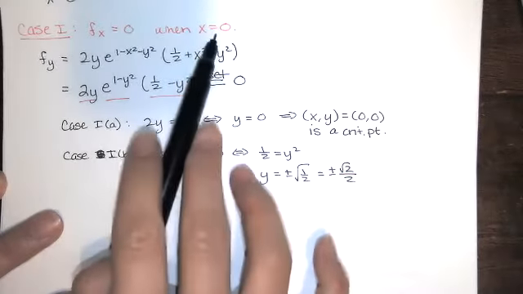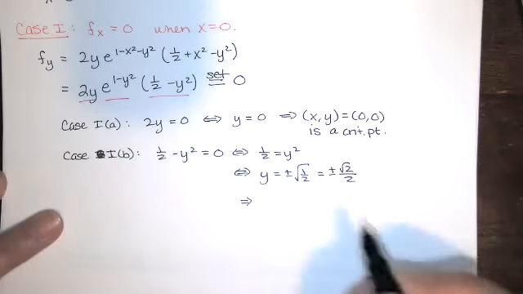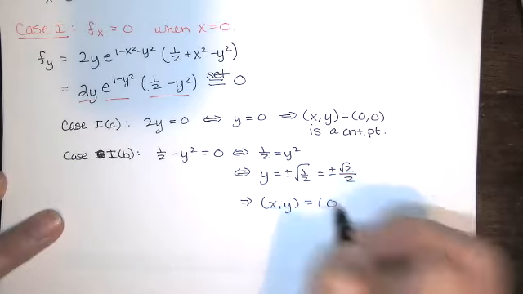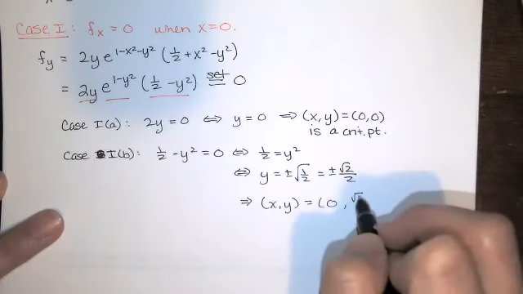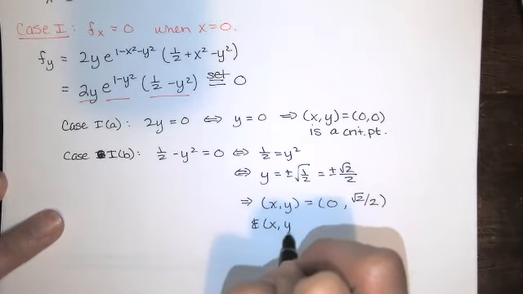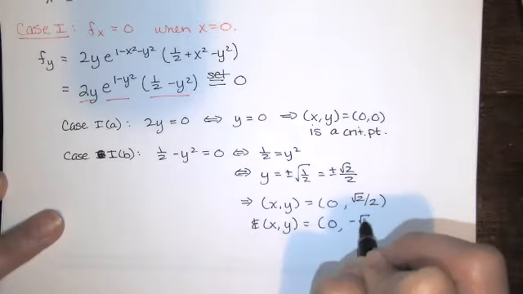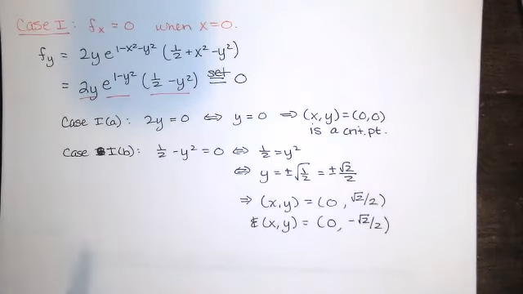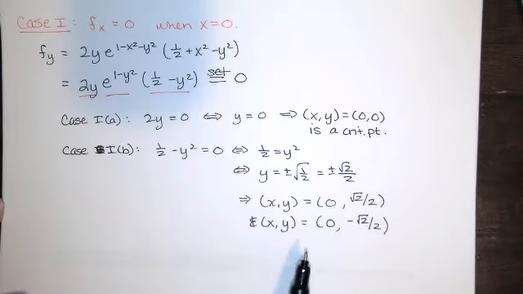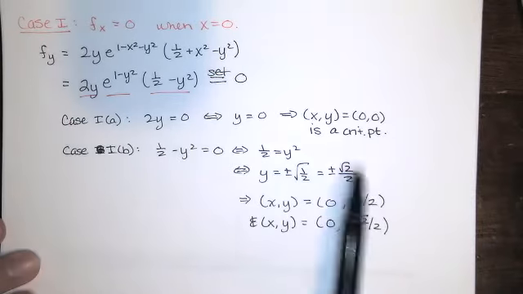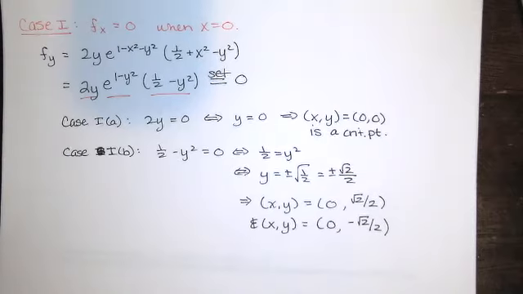Now remember our assumption, x was 0 in this case. So we've actually got 2 critical points from case 1b. We can have x equal to 0 and y equals positive square root of 2 over 2. Or x equals 0 and y equals negative square root of 2 over 2. That's the other possible critical point. Okay. Now that's all associated with case 1. So we actually got 3 critical points from that.